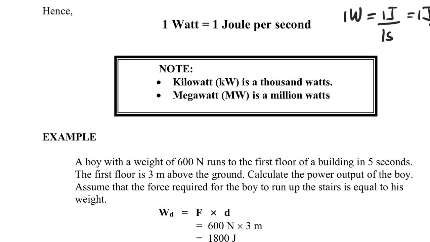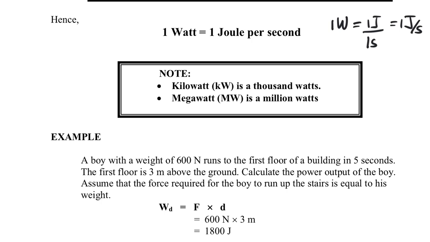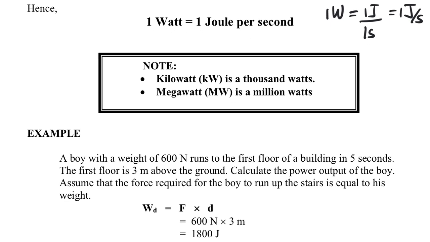All right, so let's take a look at this, and let's look at an example. So we have a boy with a weight of 600 newtons, runs to the first floor of a building in 5 seconds. The first floor is 3 meters above ground. Calculate the power output of the boy.